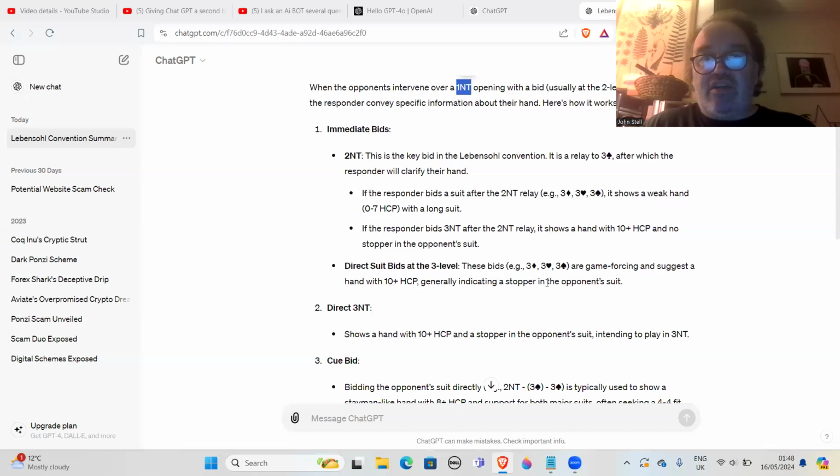Generally indicating a stopper in the opponent's suit. Well, normally it just shows a natural suit. I'm not sure it actually shows a stopper in the opponent's suit. Okay, and again, it doesn't mention anything about 15 points or 10 to 12, sorry, 12 to 14 points for the one no trump opener.